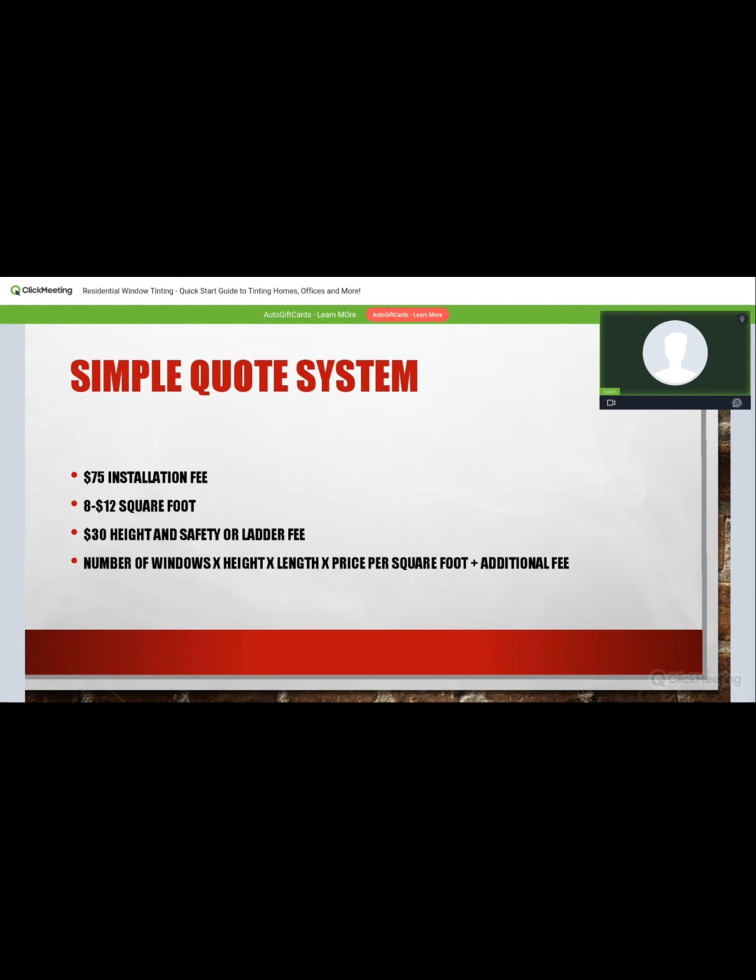So the simple way to figure out your square footage is your length times your width in feet. So we do the number of windows times the height times the length times the price per square foot, starting at about $12, plus your additional $75 fee.